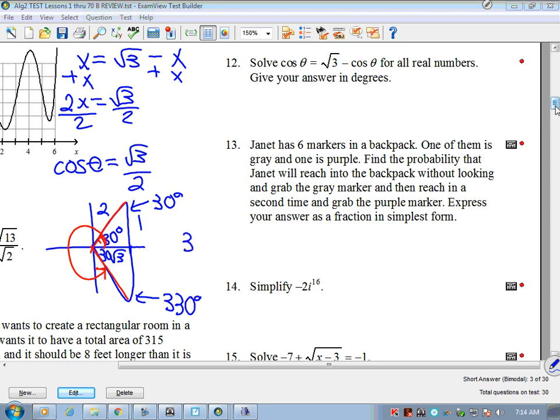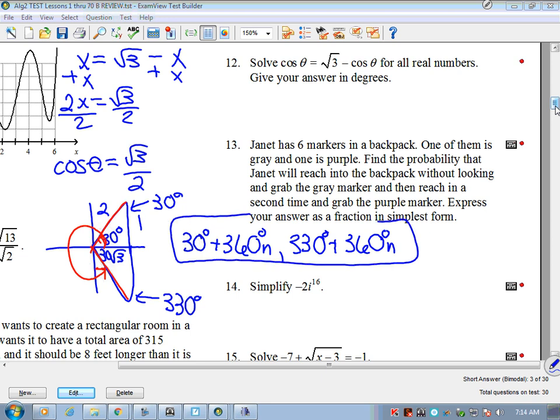So my answer is actually 30 degrees plus 360 times the number of times I would go around, so long as n is an integer, and 330 plus 360 times the number of times I would go around, so long as n is an integer. So my answer is there, and you feel free to watch that as many times as you want.